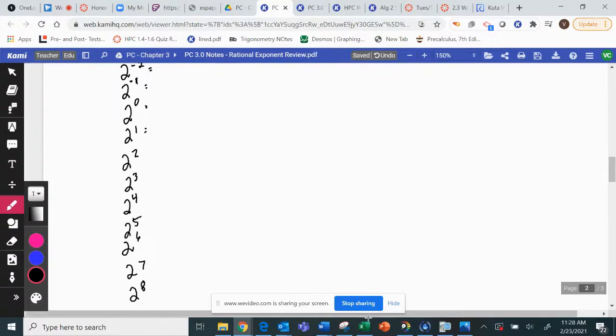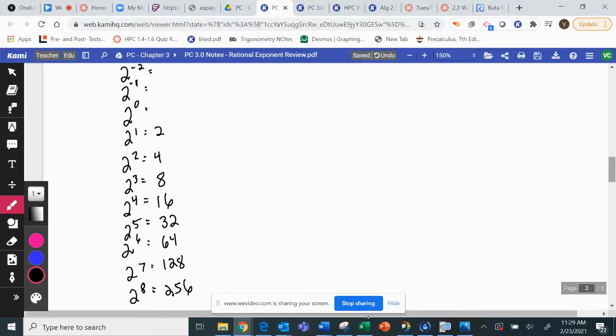But I'm not going to start there. I'm going to start with 2 to the 1st, which we know is 2. 2 squared is 4. Then times 2 is 8, times 2 is 16, times 2 is 32, times 2 is 64, times 2 is 128, and times 2 is 256. There are higher 2 powers, but you don't necessarily need to memorize those.